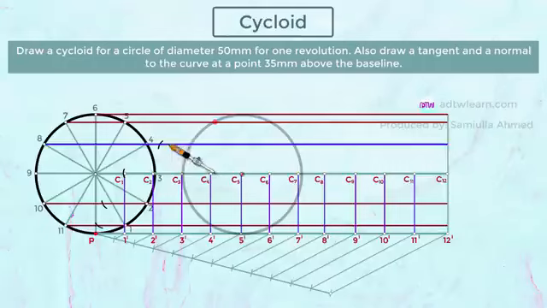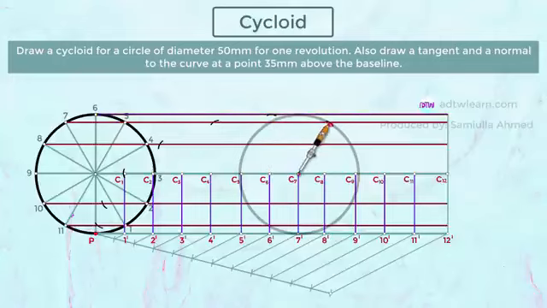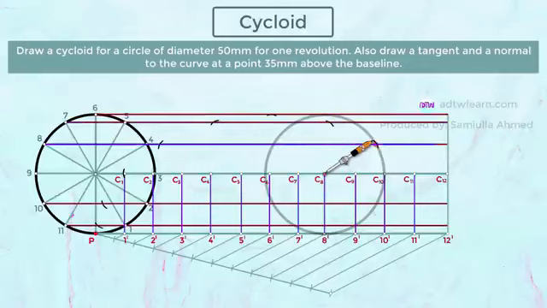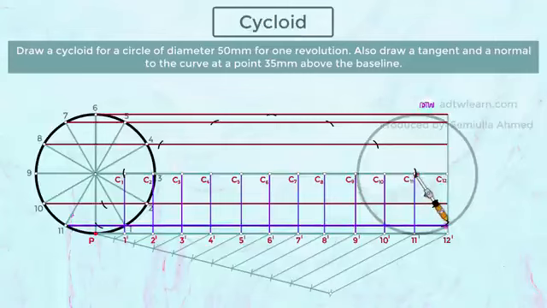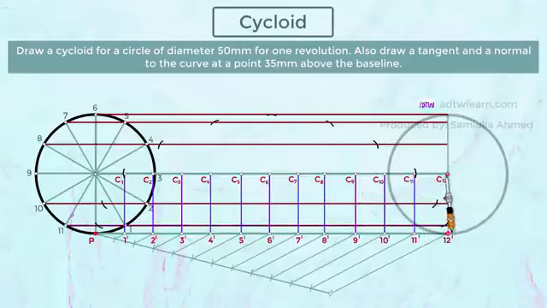When the circle is at C5, cut the arc on line 5. When the circle is at C6, cut the arc on line 6. And when the circle is at C7, cut the arc on line 7. When the circle is at C8, cut the arc on line 8. When the circle is at C9, cut the arc on line 9. When the circle is at C11, cut the arc on line 11. At last, when the circle is at C12, cut the arc on line 12.